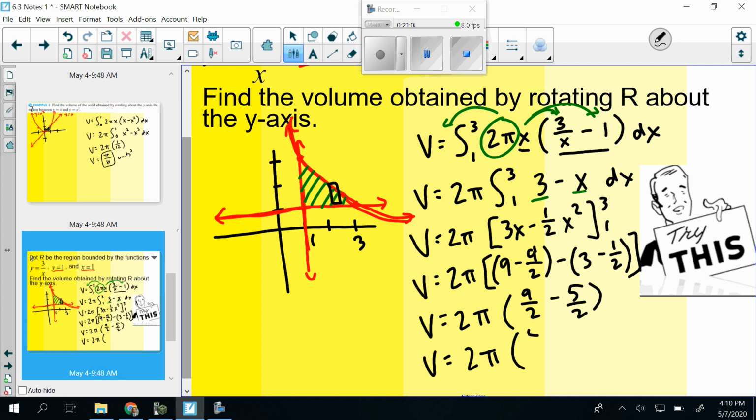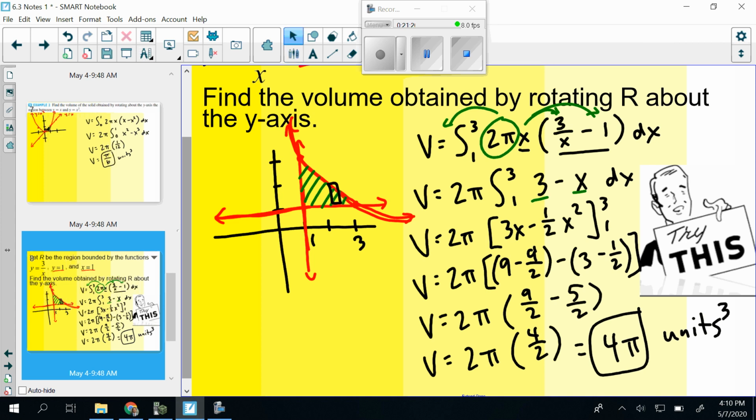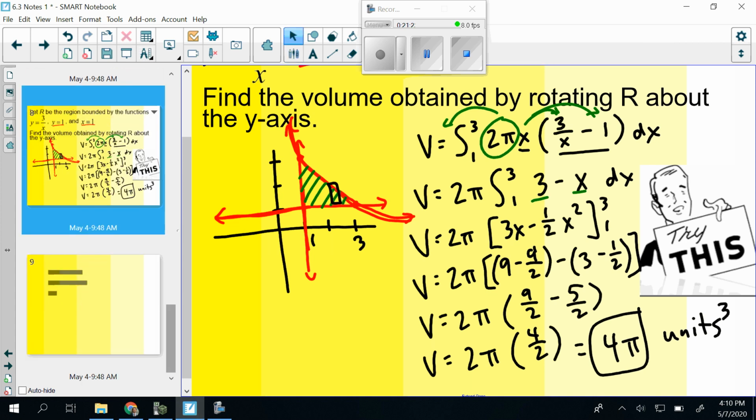Subtract these and you get 4 halves, and multiplying you're going to get 4 pi. And so you should have got 4 pi units cubed, hopefully. And again, you can double check with a calculator. So that's finding this. Try those practice problems out.